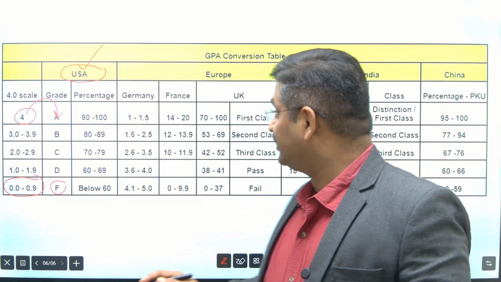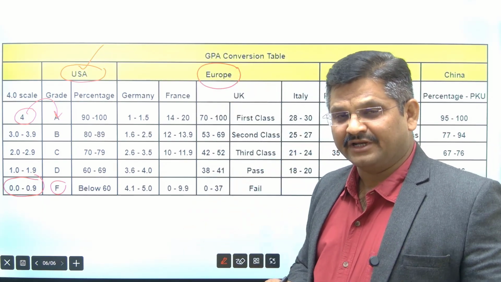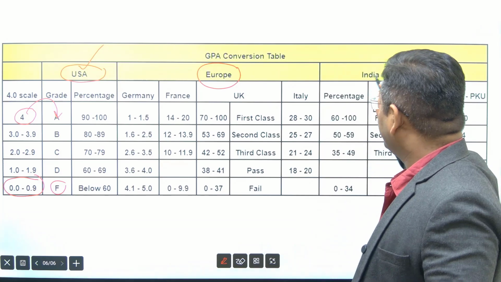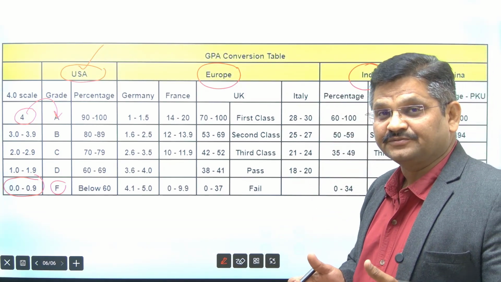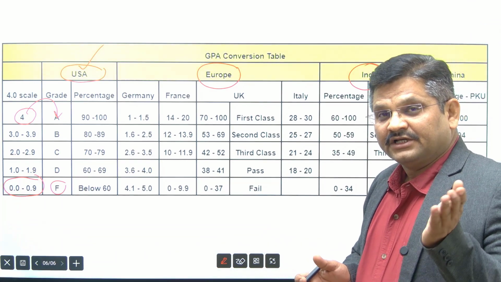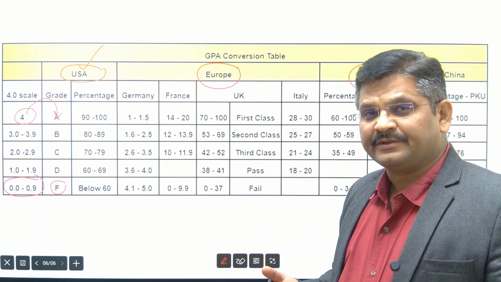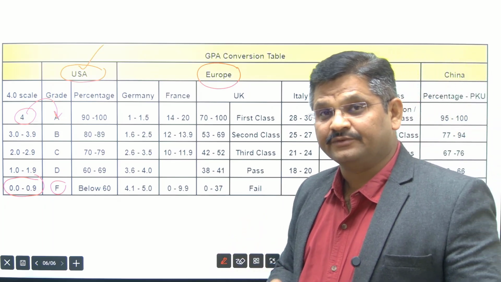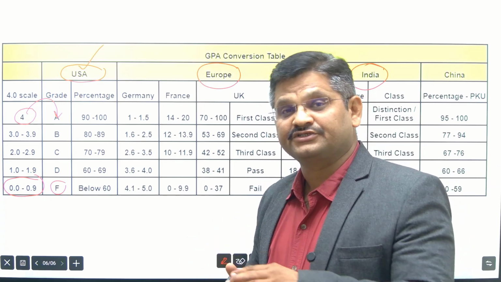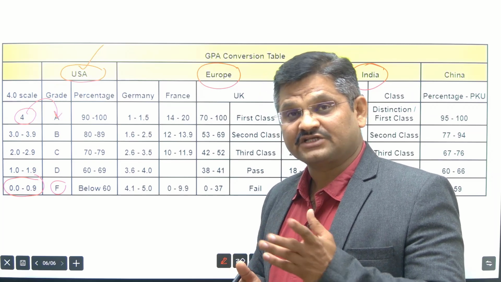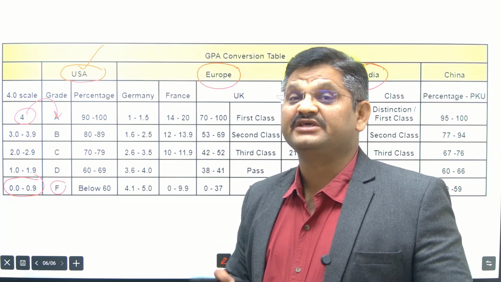I will go through the next requirement for the European countries also: UK, Germany, Italy. But here the percentage or comparison is with India also. In India, you just compare: 60% or more than 60% is considered first class, and 75% we classify as first class with distinction. But now even in graduation programs, they have started the CGPA system.